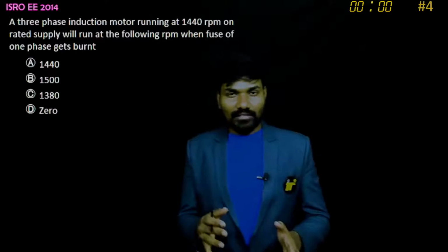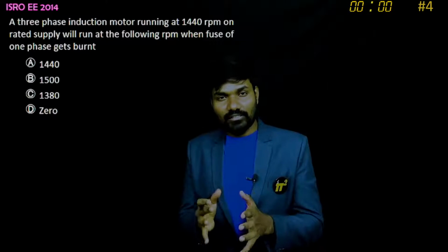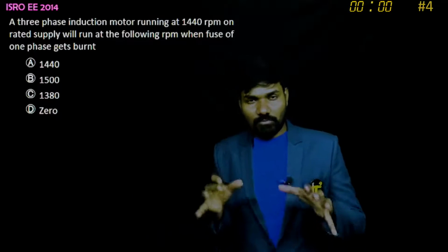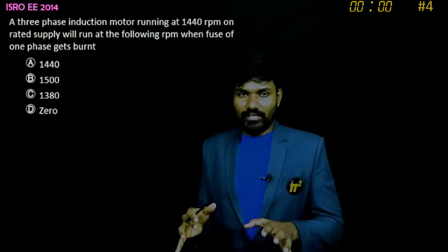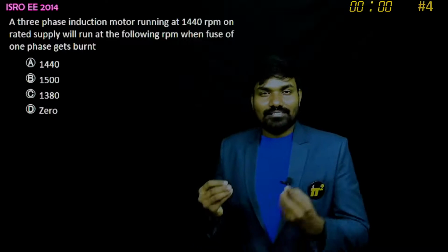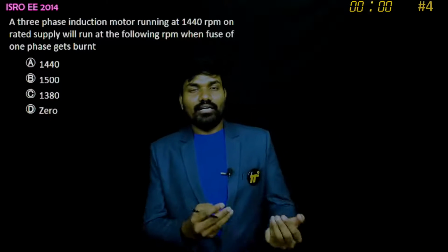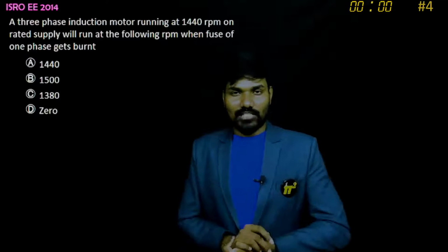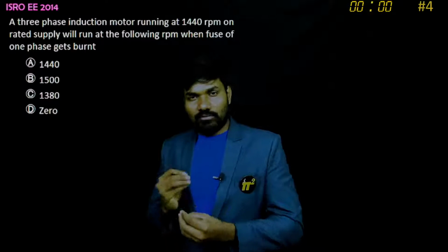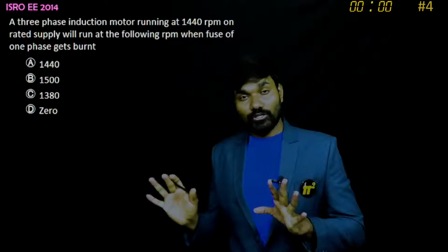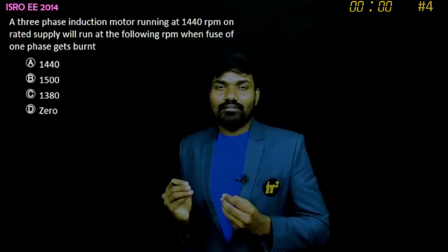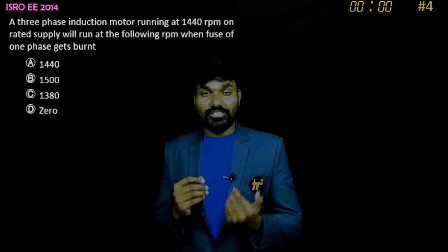If it is delta, Ashrit is absolutely right. It will continue to run at almost the same speed, 1440 speed, in open delta configuration. But it will not be able to take the load it was taking earlier. It will be able to take less load, like an open delta transformer. It will run at almost the same speed, not at 1440, a little less speed, and it will be able to drive a little less maximum load, if it is a delta connection.